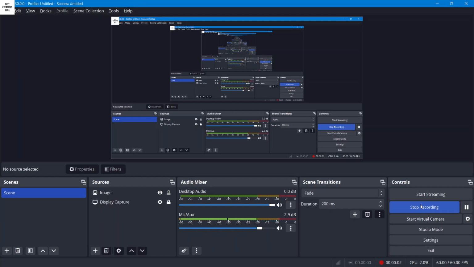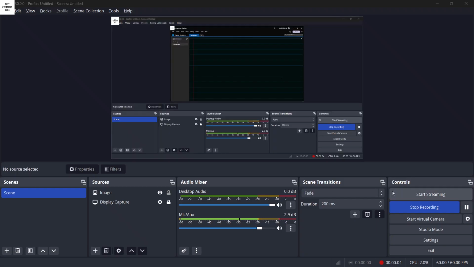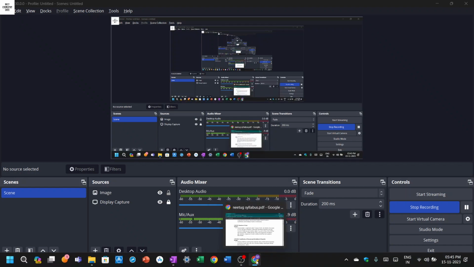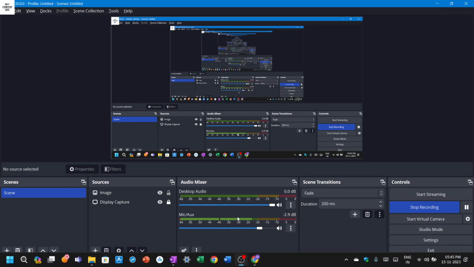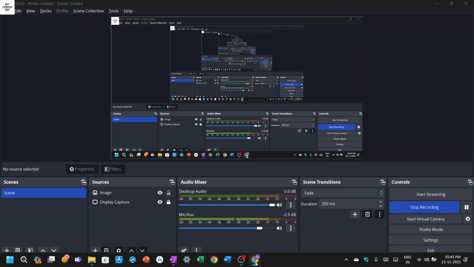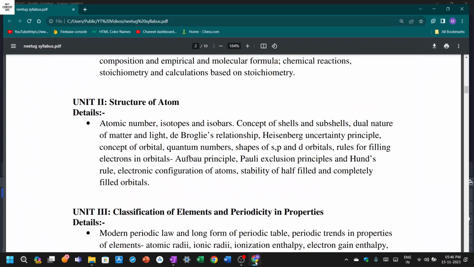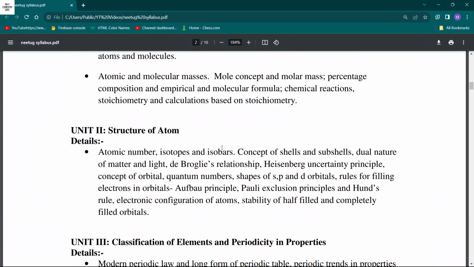This is NEET Chemistry CRUX. In this video, we'll be starting structure of atom. It's the first chapter of the crash course for NEET 2024. It's the first chapter, and we'll be starting with structure of atom.